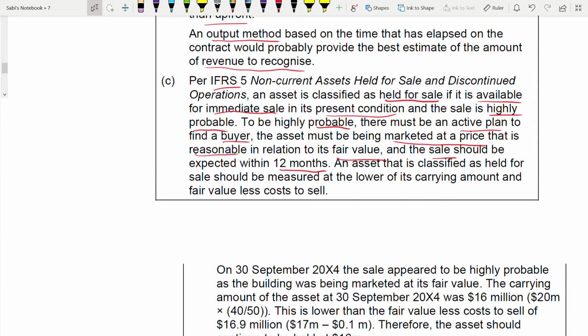Anyway, when something is classified as held for sale, how do you measure it? At the lower of its carrying amount and fair value less cost to sell. You see which is lower of the two, the carrying amount or the fair value less cost to sell.